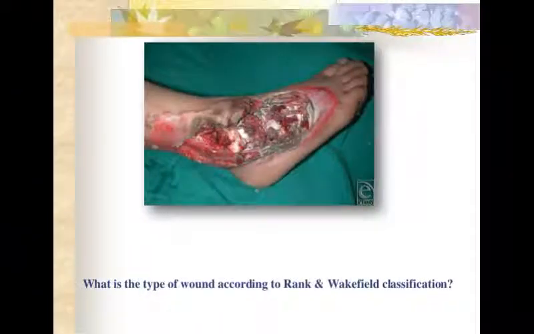Here is the question: what is the type of the wound according to the Rank and Wakefield classification? It is untidy wounds.